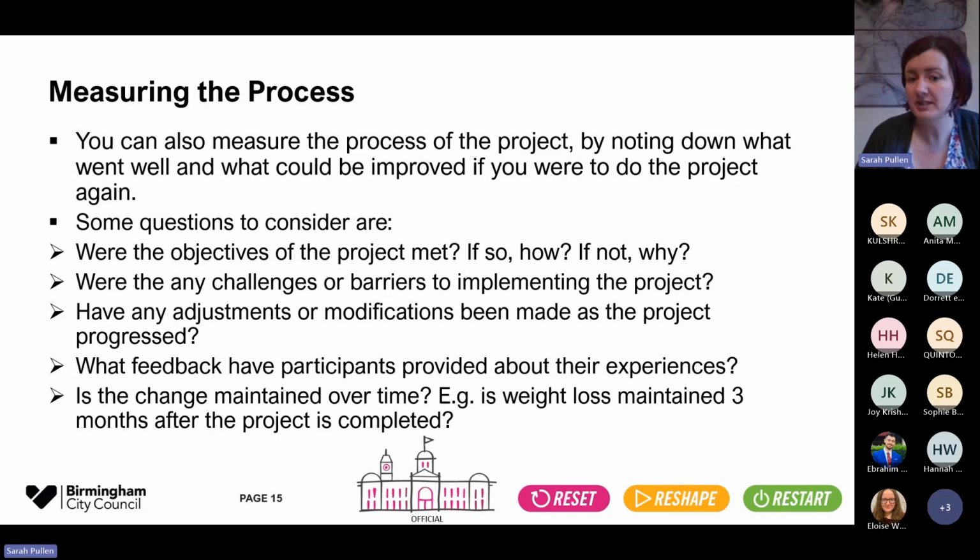What feedback have participants provided about their experience? And also, is the change maintained over time? So is weight loss maintained several months after the project? So it could be 3 months, for example. And is there anything you can do to help maintain the impact of your project in the long term?